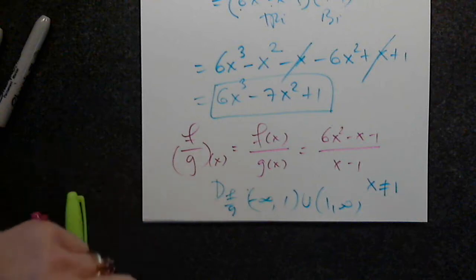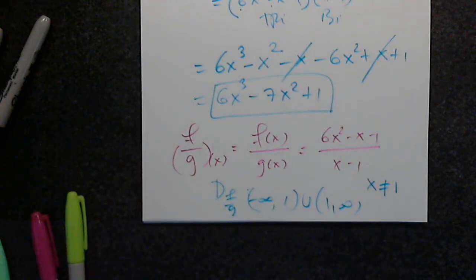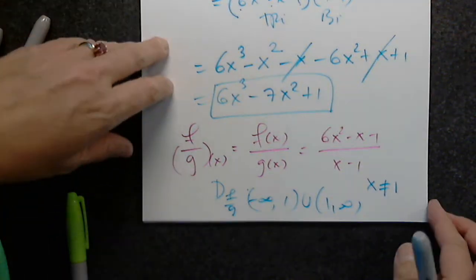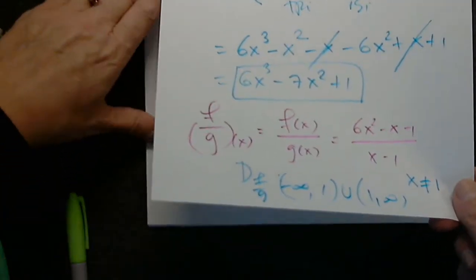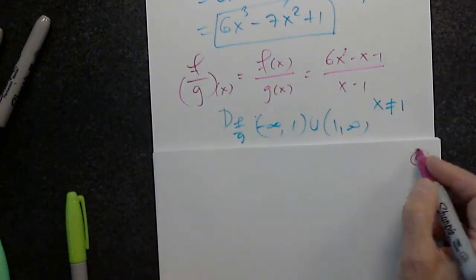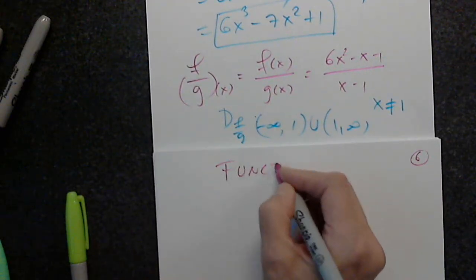Very good. As you see, the domain of the ratio did not come up to be the same thing. There is a fifth way of determining new functions, and that is totally different. It's called function composition.